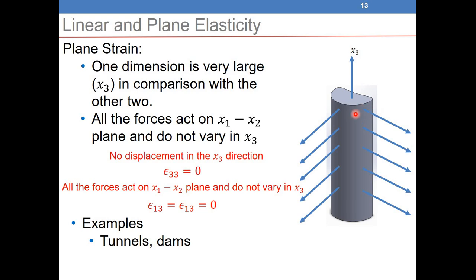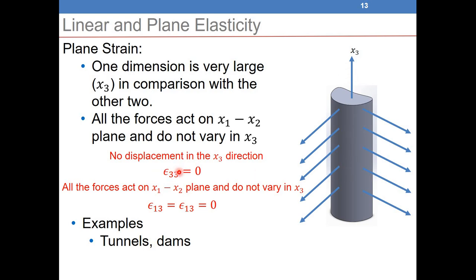The second assumption, I need to know that all the forces acting on the object should be only in the direction of x1 and x2. I should not have any force acting in the axis 3 direction. So along the length I should not have any force. Only in this case I can assume that we have a plane strain condition. So that's what's written here. One dimension is very large in comparison with the other two, and the forces should be acting on the x1, x2 plane. I should not have any force acting in the x3 direction.